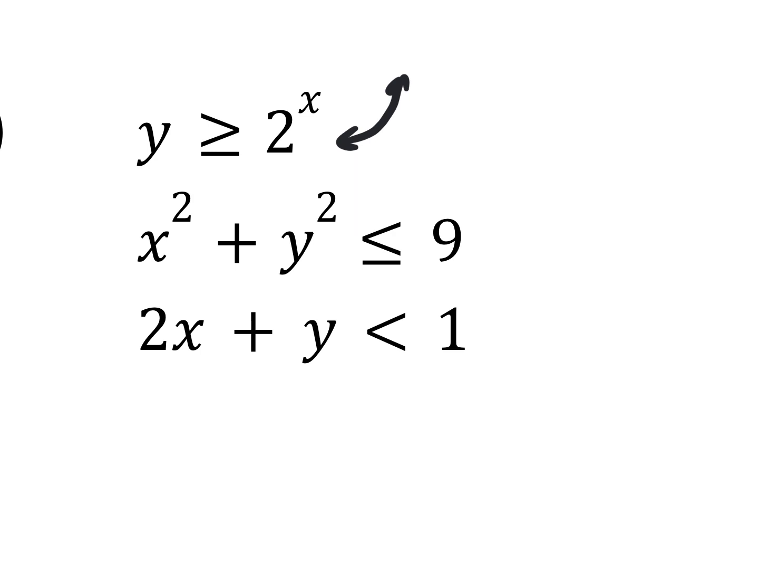X squared plus y squared is equal to 9. What does that look like? Is it a circle? It is a circle. And then the last one there would be what? Just a line.